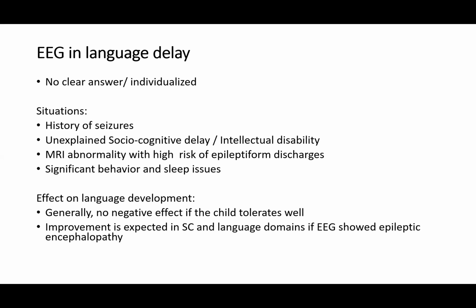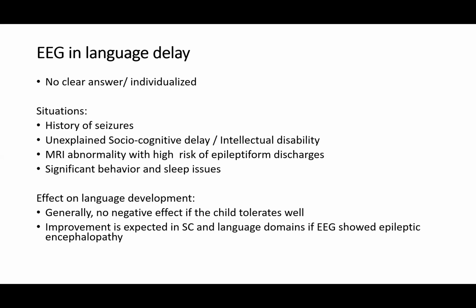Second, unexplained socio-cognitive delay. You are seeing the child holistically, you have done an MRI, and you feel that the child has intellectual disability or socio-cognitive delay which is out of proportion to the other milestones. Like in this case, language delay was much more prominent than the motor delay. In that case, EEG can be done because sometimes subclinical epileptiform discharges are seen. And the third thing is that if you see on MRI, for example, cystic encephalomalacia, then these are cortical lesions which have a higher risk of seizures and subclinical epileptiform discharges. We do get an EEG done.